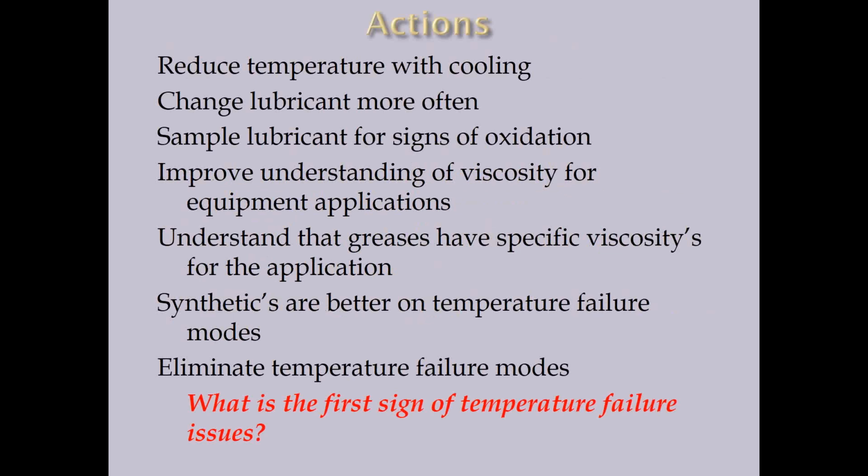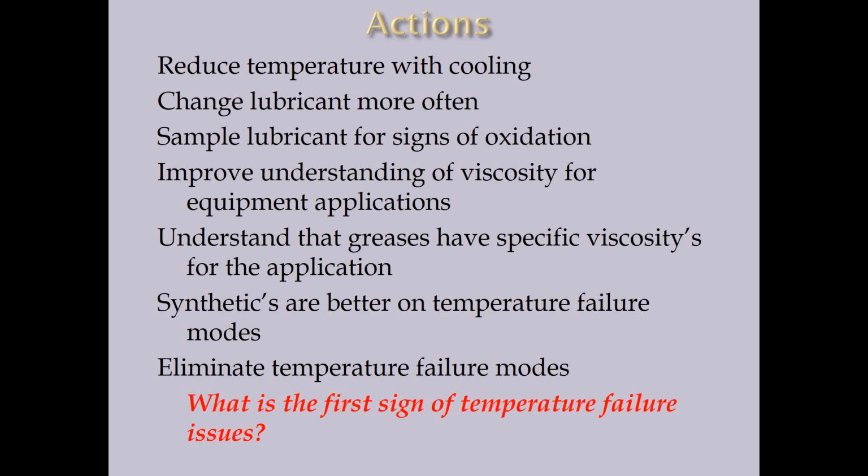So what are some things we can do with temperature? Well, reduce the temperature if there's some way to cool it with air or water. We can change the lubricant more often, because once the lubricant becomes oxidized and it starts turning dark and the acid number comes up, it's not a very good lubricant anymore. So we have to change the lubricant out. Sample the lubricant. A lot of times visual signs of oxidation, the oil gets really dark. It works in most equipment. It doesn't work very well in diesel engines because the oil gets dark in a diesel engine very quickly. But then you have to run a lab test on that oil to see when it's oxidized or when the acid number is going up.